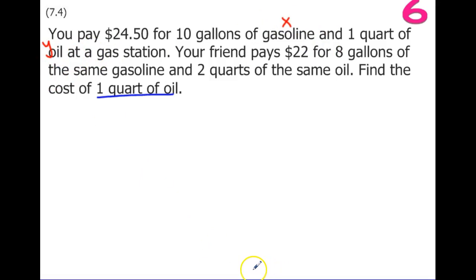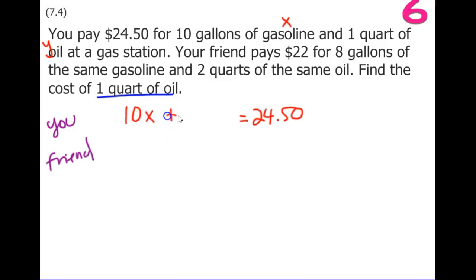Because we're writing systems of equations, we're going to need two equations. So I'm going to write one equation for you and one for your friend. So you have a total of $24.50. And we have two things we have to pay for. 10 gallons of gas, however much that costs, so 10 times the cost of gas, plus 1 quart of oil, which is y.